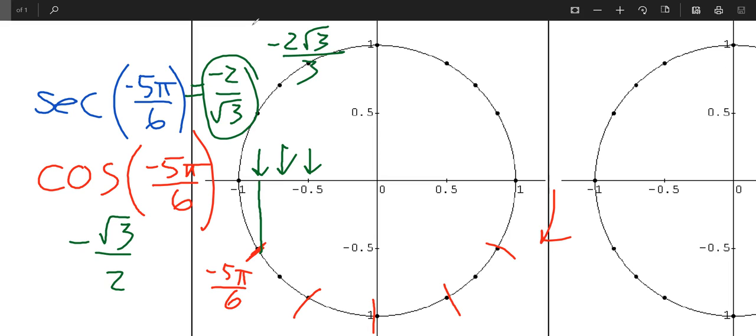Okay? But you have to be able to find the place on the circle, identify the X value, the Y value, or the slope, and then reciprocalize it. Yes, that's my own made-up word.